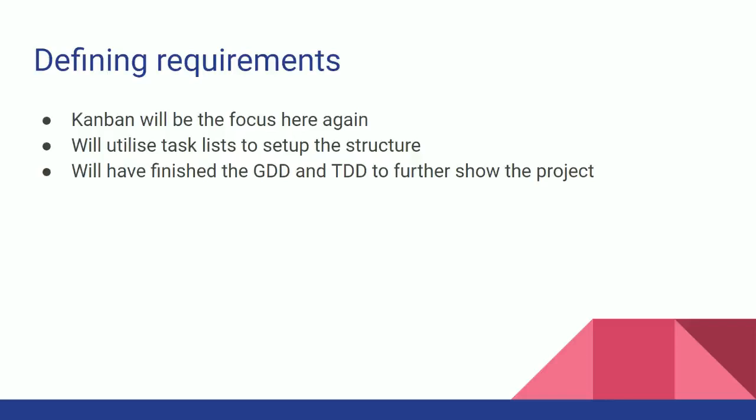We'll use Kanban's task list format to set up preliminary tasks to show to the customer. This is how we can show what will be included later in development, or just give a sort of structure at the service level. We will also have prepared the game design document and the technical design document to the spec that was defined in the planning stage.